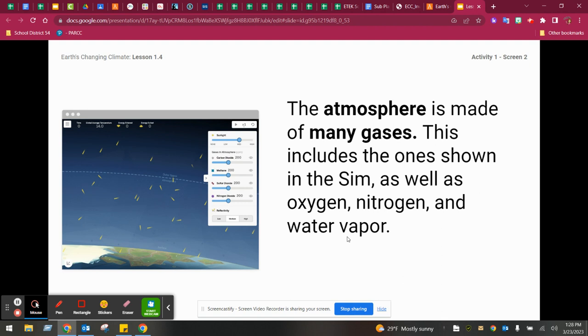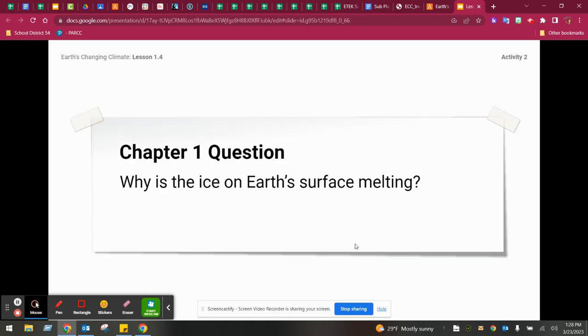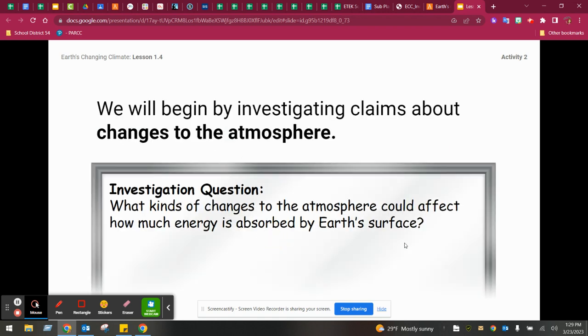Now, when looking at our atmosphere here on Earth, the atmosphere is made of many gases. And so this includes the ones that are shown in the sim, the carbon dioxide, the methane, the sulfur dioxide, and the nitrogen dioxide. But then we also have oxygen, nitrogen, and water vapor all within our atmosphere. Now, we already wrote this down yesterday, but just to refresh your memory, we're focusing specifically in chapter 1 on why the ice on Earth's surface is melting. And so there's a lot of different reasons why scientists or climatologists believe that the ice is melting. We're going to focus today on our atmosphere.